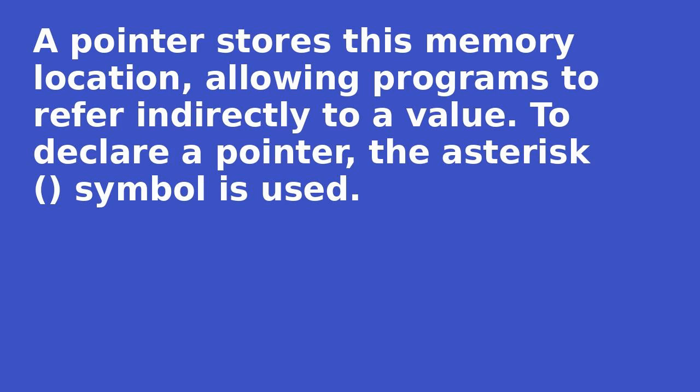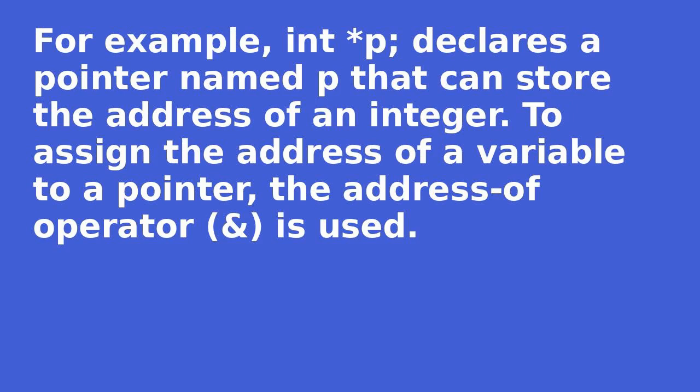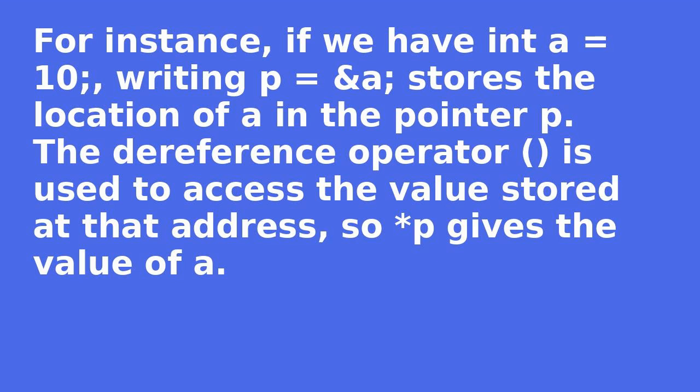To declare a pointer, the asterisk symbol is used. For example, int *p declares a pointer named p that can store the address of an integer. To assign the address of a variable to a pointer, the address-of operator & is used. For instance, if we have int a = 10, writing p = &a stores the location of a in the pointer p. The dereference operator * is used to access the value stored at that address. So *p gives the value of a.